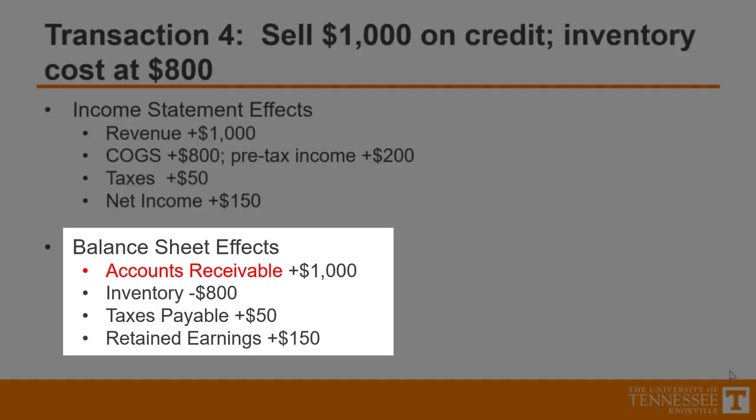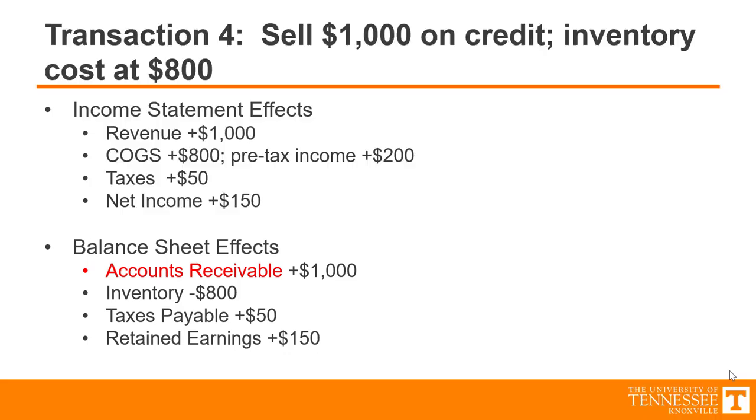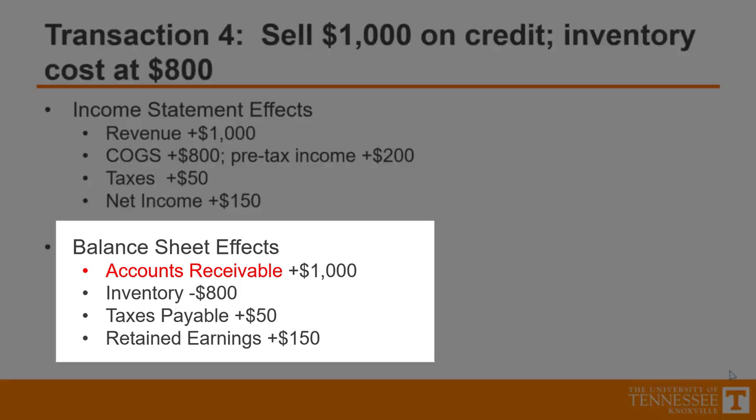On the balance sheet side of things, instead of cash, we are increasing our accounts receivable. It will turn into cash someday, but for now we just have a receivable. Everything else is the same as it was on transaction 3. Our inventory has gone down by $800, our taxes payable has increased by $50, and our retained earnings has increased by $150. So if you look at the assets and liabilities and equity side of things, the assets have increased by $1,000 with the accounts receivable, and then inventory has gone down by $800, so we have a $200 increase in the assets and a $200 increase in liabilities plus owner's equity. That's the taxes payable and the retained earnings.